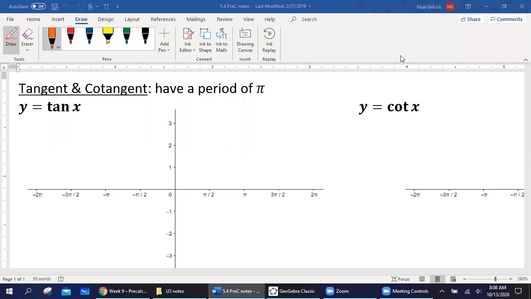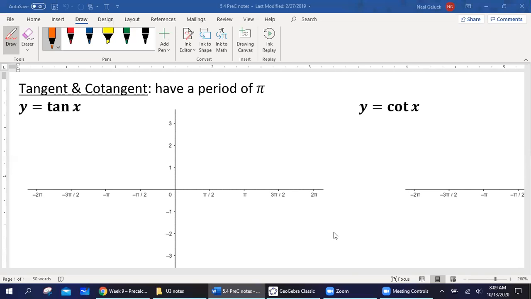Section 5.4 deals with the other trig functions graphs. We're going to spend a lot less time on these other four functions: tangent, cotangent, cosecant, and secant, but I do want you to be aware of what they look like. Tangent and cotangent have a period of only 1 pi that differs from sine and cosine. They also have asymptotes on them.